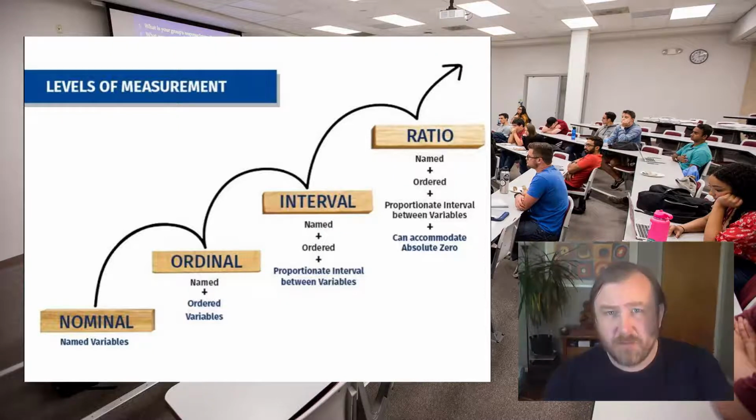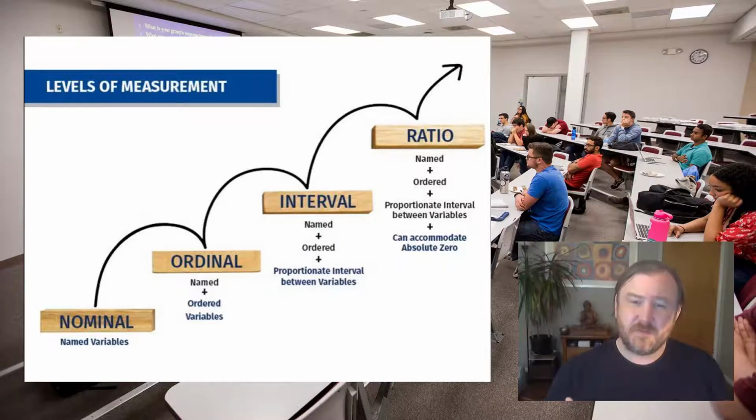So in the case of temperature in Fahrenheit, an interval variable, does a temperature of 0 mean that there's no temperature? No, it doesn't. A value of 0 is arbitrary in an interval variable. It can't be assumed that 0 means a lack of or nothing.